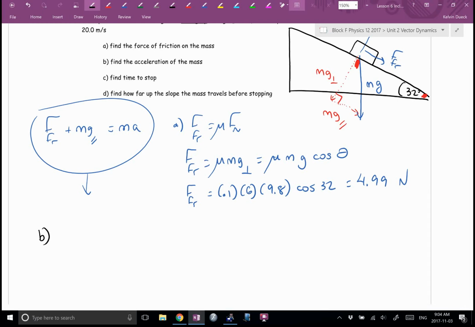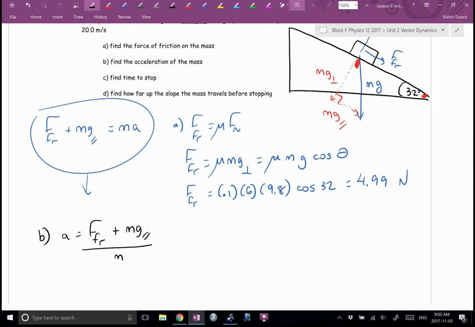So there's my equation. Who's winning? How would I get the a by itself? Yeah, divide by m. That hasn't changed. So a is going to be friction minus mg parallel, all divided by m. Yeah. Plus, I did it myself. See? Silly.